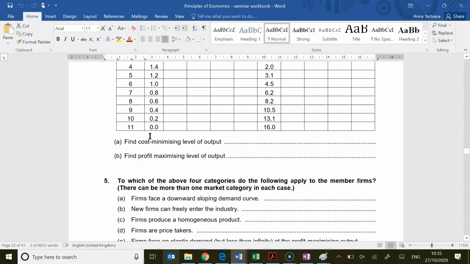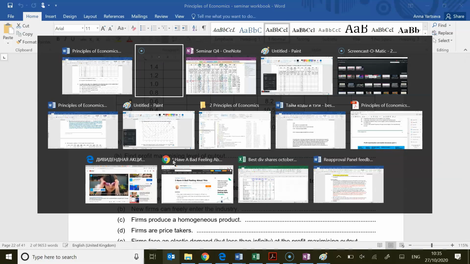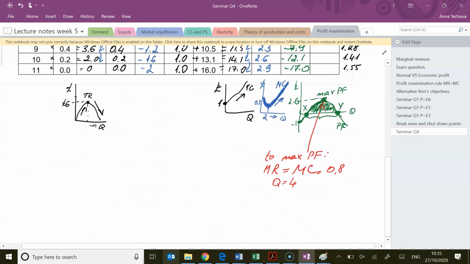Now let's have a look at our questions. First question, find cost minimizing level of output and find profit maximizing level of output. We've actually found profit maximizing level of output already. So this was question B. To maximize profit, output should be equal to 4. And question A asks you about minimum cost, minimum average cost of production.